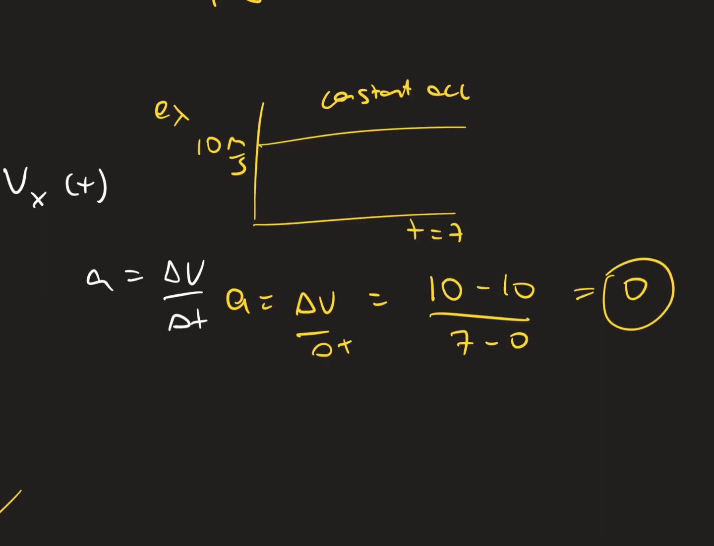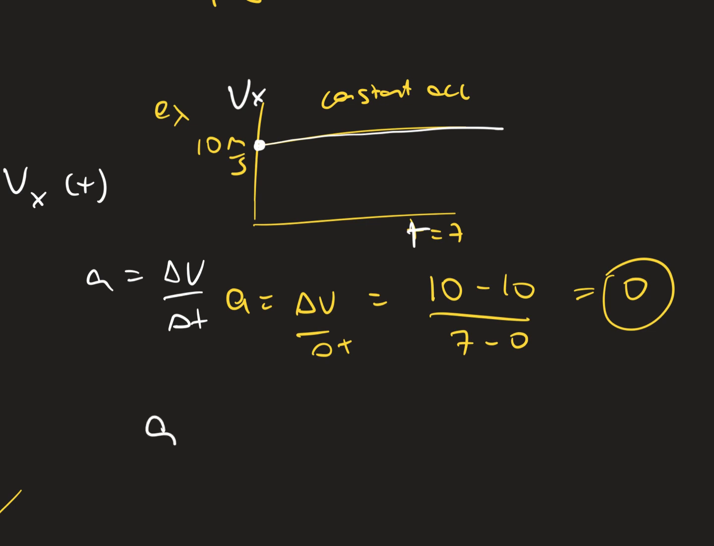We're going to choose a graph going from 0 seconds to 7 seconds. So this part right here is the velocity, and this is just the time. So the velocity, we have 10 meters per second, and it's going to have a constant acceleration. It's not going to change at all.